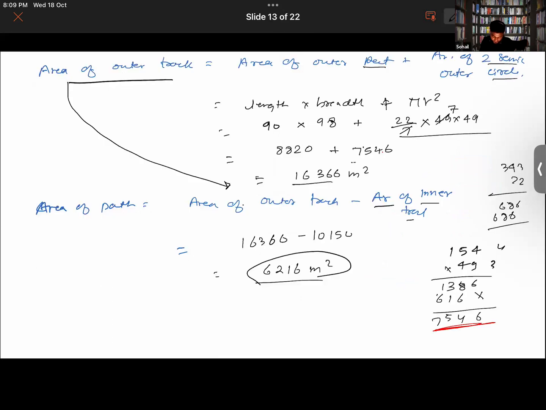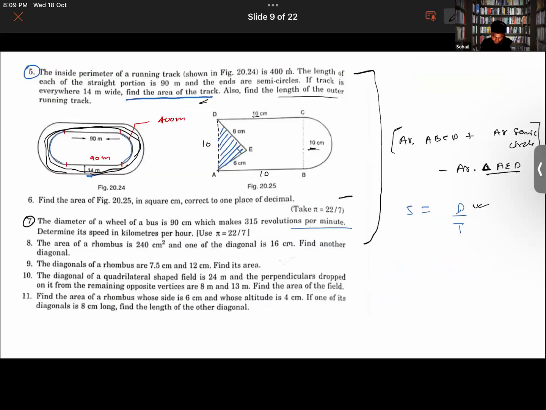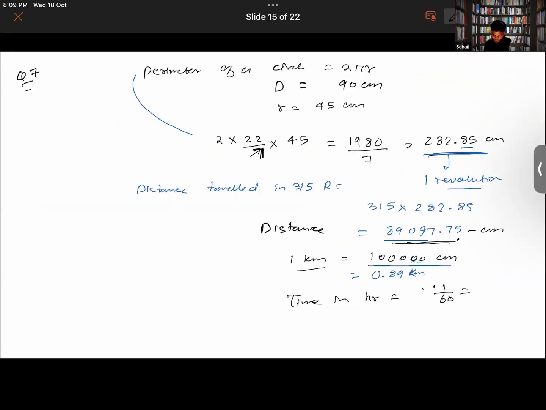Time, by the way, it is in minute, no? Per minute. And actually, the question is asking you to find it in per hour. So we will have to convert. So convert this, 1 upon 60. So it's 0.016.